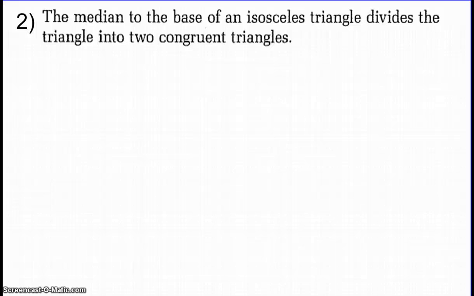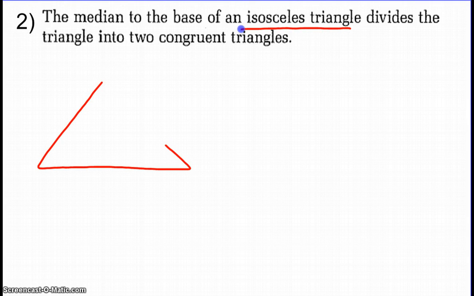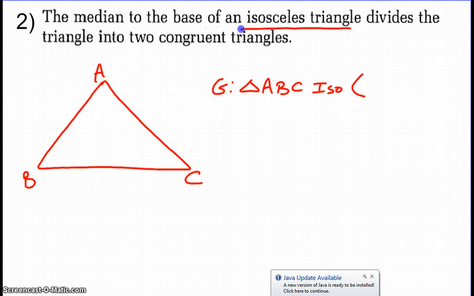Alright, let's go ahead and talk about number 2, the median to the base of an isosceles triangle. So let's start off with the fact that we have an isosceles triangle. So we are given here that triangle ABC is isosceles, and we'll name the base BC. We have the median drawn to the base, so we can draw in the median AD.